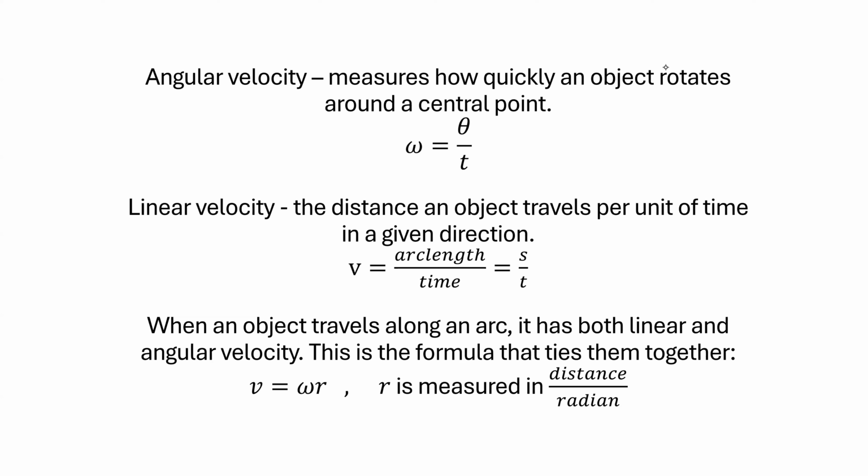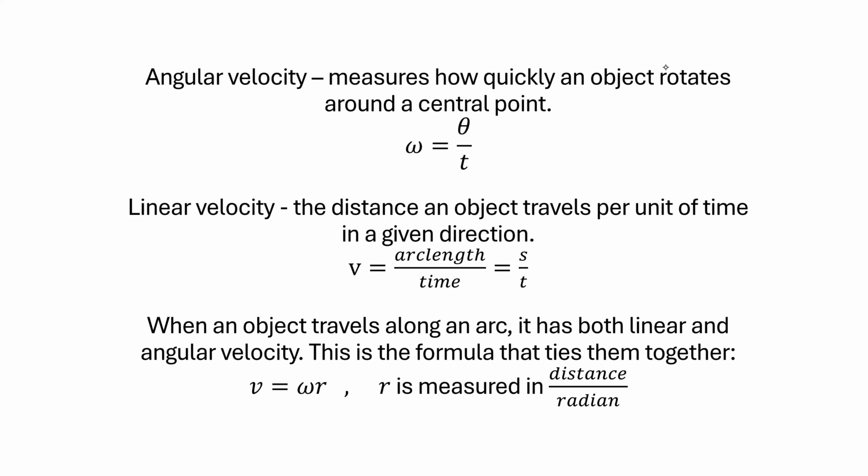Linear velocity goes in a straight line. That's why it says linear. It's the distance that an object travels per unit of time in a given direction. So for example, linear velocity could be me walking a mile in 15 minutes. That's distance over time. If I want to call it velocity instead of speed, I need to add a direction to it. So maybe I do 1 mile, 15 minutes in the north direction, okay? When you add a direction to it, it becomes velocity instead of linear speed.